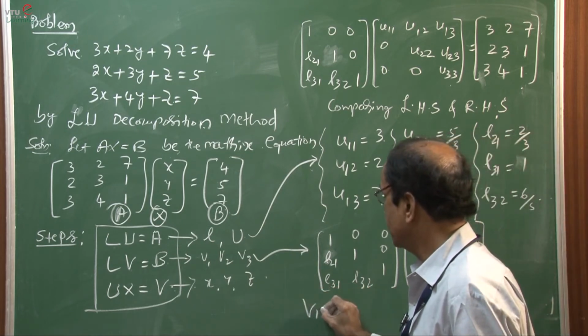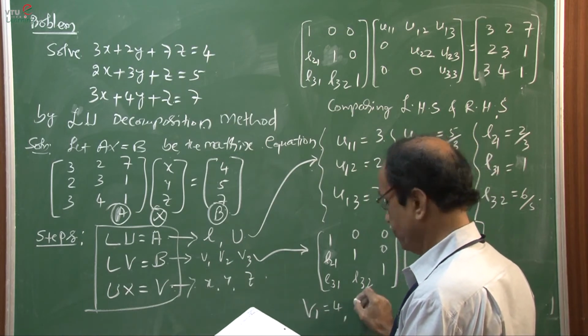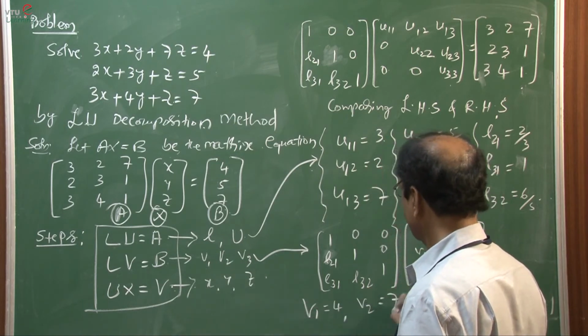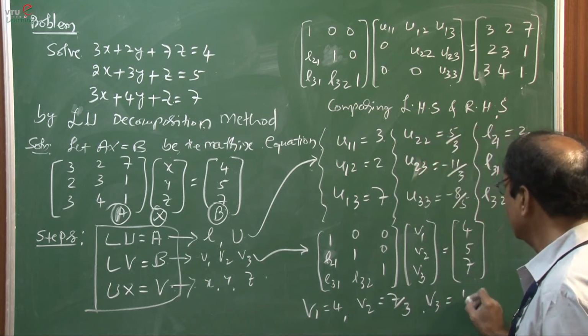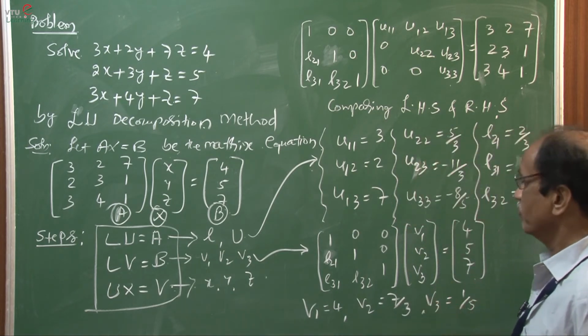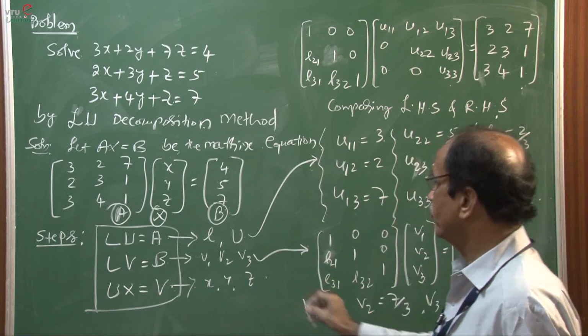Here, after calculating, I am getting V1 equal to 4, V2 equal to 7 by 3, and V3 equal to 1 by 5. So these are the values. This is for the calculation of the values of V.